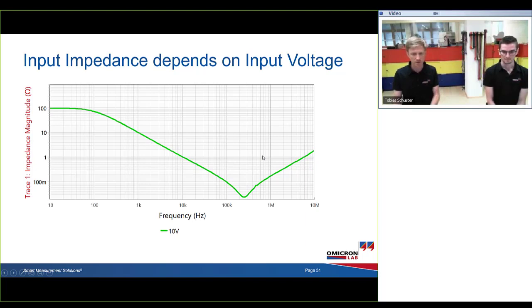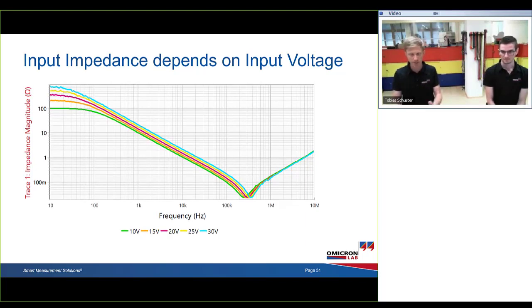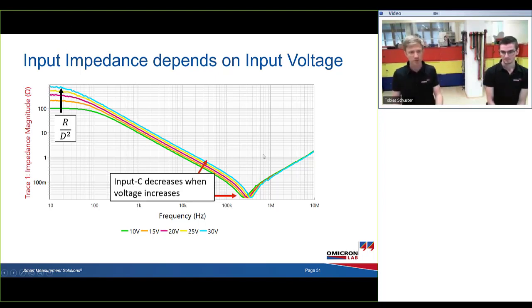The input impedance will depend on the input voltage. So if you change the input voltage, also the input impedance will change. In this case, it rises if you increase the input voltage, so it will lower when you reduce the input voltage. And another thing that we can see here, the input capacitor changes when the voltage changes. So in fact, the capacitance decreases when the input voltage is increased.